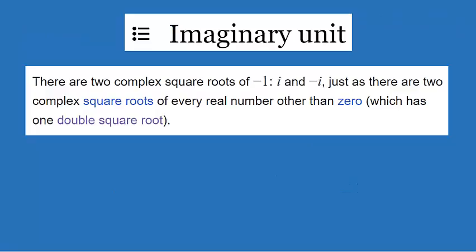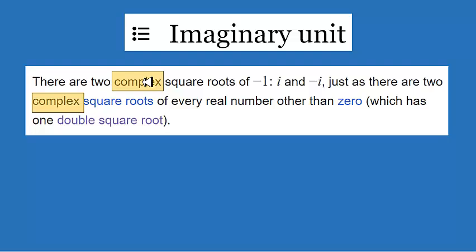The second comment I made had something to do with the imaginary unit definition on the Wikipedia page, where it says there are two complex square roots of -1, i and -i, which is what I have been saying all along, just as there are two complex square roots for every real number other than 0. So the key word here is complex. Both the real numbers and the imaginary numbers have complex square roots.